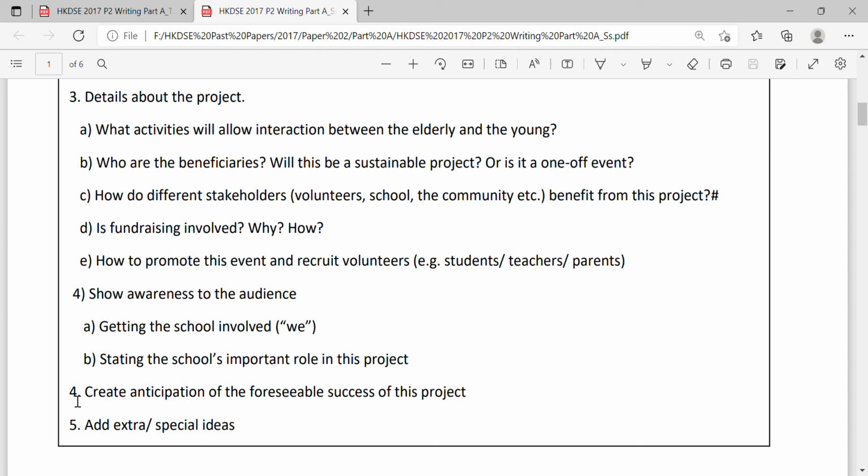This is number 5 then. 5, create anticipation for the foreseeable success of this project. And this is something I hope you will try to instill.